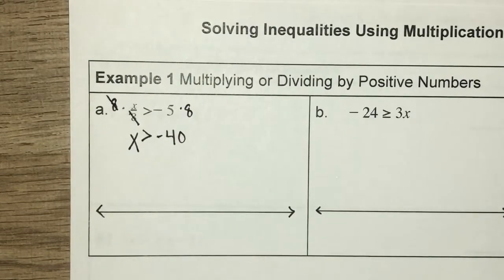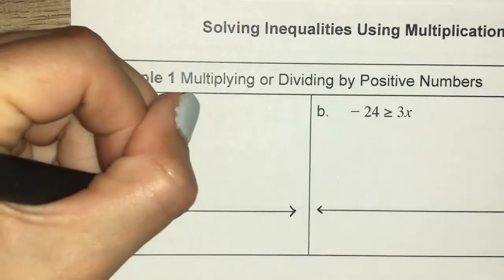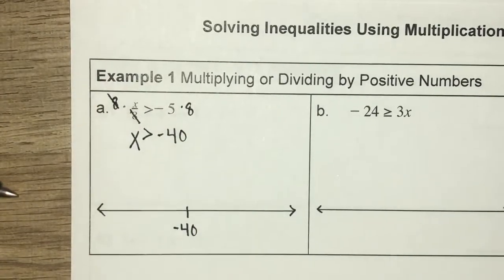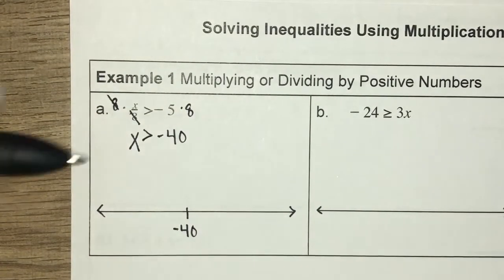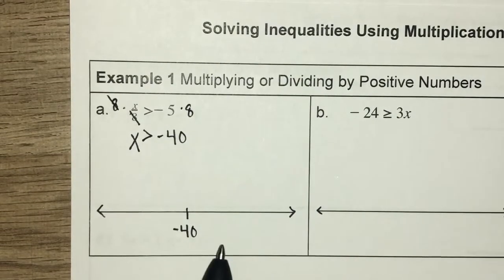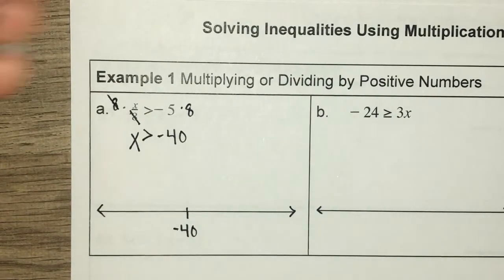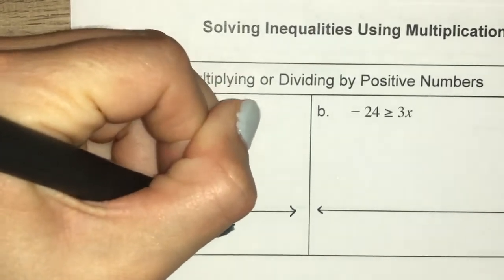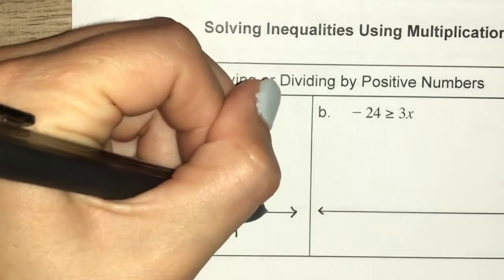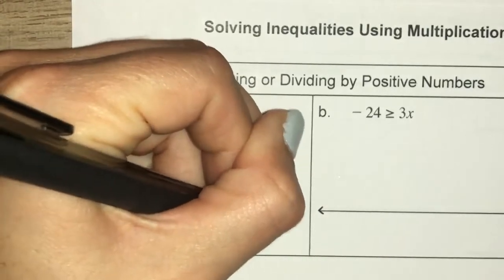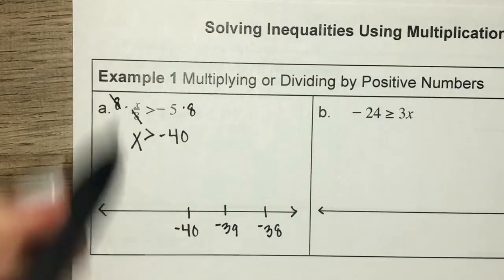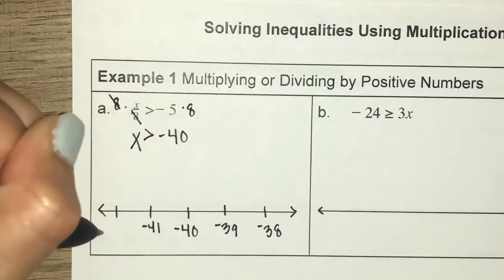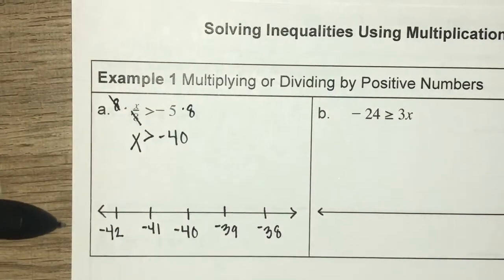And then on your number line, we can put negative 40 in the middle. Sometimes when you have a negative part of the number line, you have to be a little bit careful. As we go to the right, we're getting bigger, we're getting closer to 0 since we're below 0 right now. So if we go up 1, that would be negative 39, and up 1 again would be negative 38. If I go down 1 from negative 40, it'd be negative 41, and down another would be negative 42.